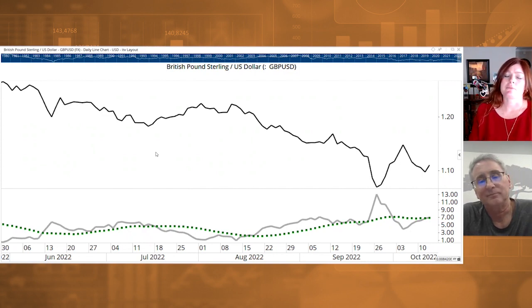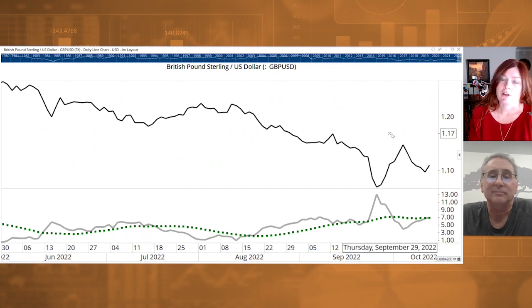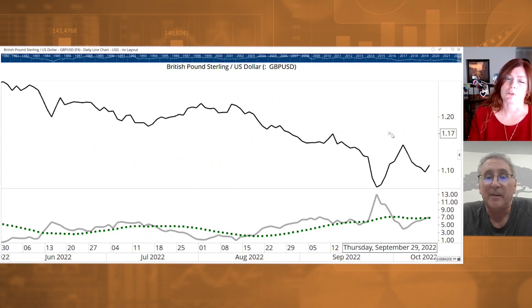So that rally really came as the Bank of England intervened in the market, and the decline shows the central bank just doesn't have enough money to reverse the trend. So my indicator there is giving a new sell signal. Remember, crossovers to high volatility are sell signals. So I do see more downside ahead.